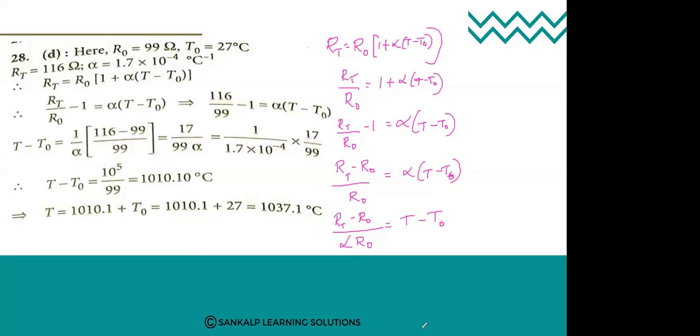The simplification is also given there, and you can see all the values are there. Just substitute. The main thing is this formula simplification; if you make a mistake in that, your answer will be wrong. RT is given as 116, minus R naught, which is 99. Alpha is also given in the question as 1.7 into 10 raised to minus 4. So write down the steps. In the answer, you add T naught, which is 27 degrees Celsius, also given in the question.